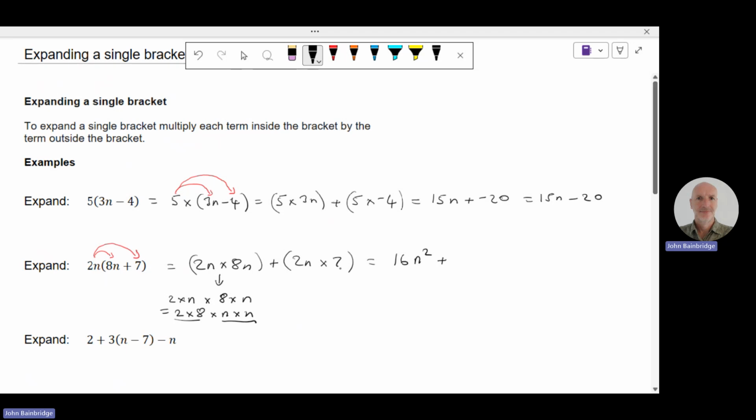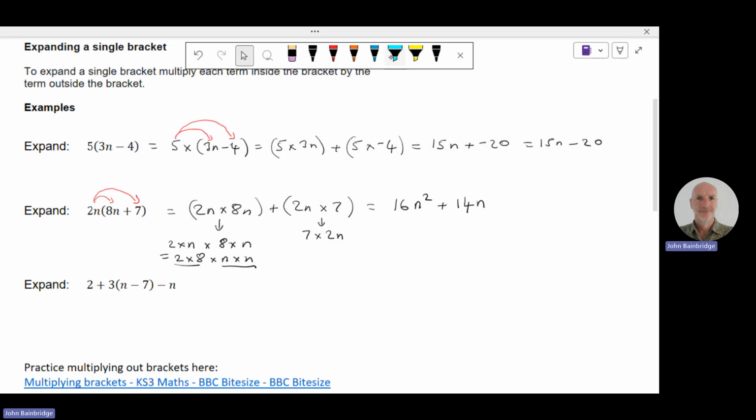And the second one, we've got 2n times 7. If it confuses you a bit that it's that way round, in multiplication it doesn't matter which way round you do it, and that's the same as 7 times 2n, so that makes 14n.